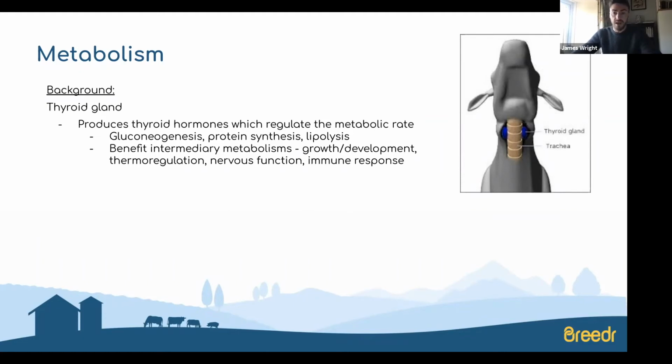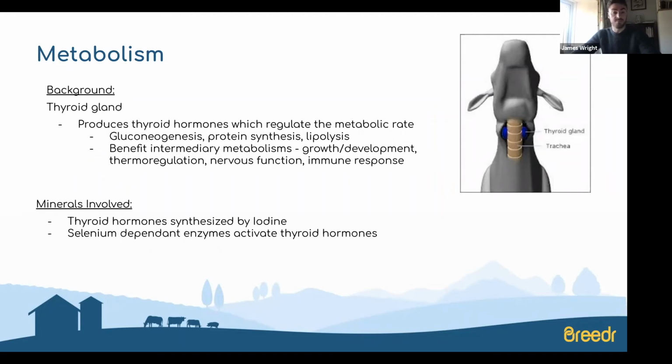The thyroid gland is found in the neck. Minerals involved in the metabolism and these thyroid hormones, really key and critical, is one predominant mineral, and that is iodine. Iodine is required to produce these hormones, so really, really important. But also selenium-dependent enzymes are required to activate those hormones.